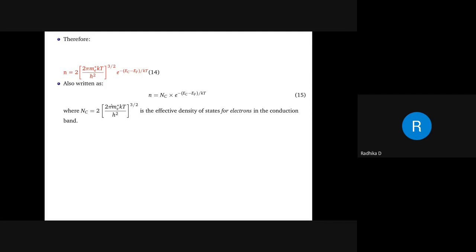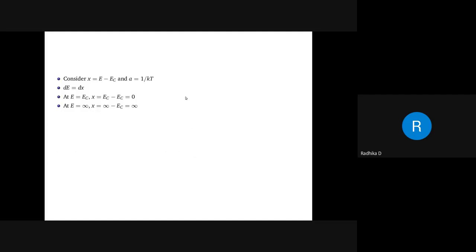I will write it as Nc, capital N with suffix C. This is known as effective density of states. Effective density of states for electrons. Why am I saying electrons? Obviously, we have been talking about electrons, free electrons, which are there in the conduction band. And then your leftover exponential term. So this is how the expression now becomes. So let me just repeat it quickly.